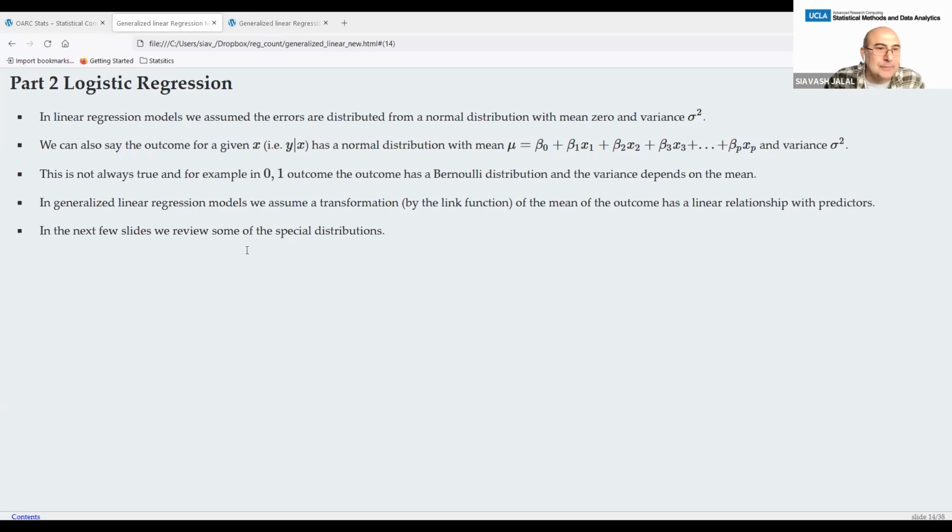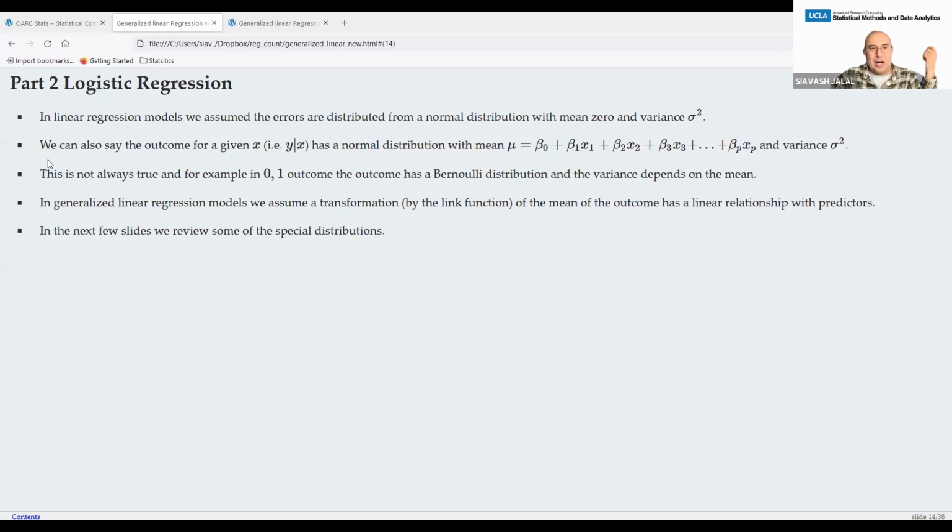So now, in logistic regression, in linear regression, basically, let's go back. We assume that the errors are distributed from a normal distribution with mean 0 and variance sigma squared. Somebody asked where the variation comes in other regression models. And we will see now.